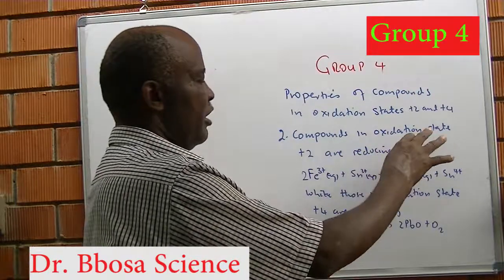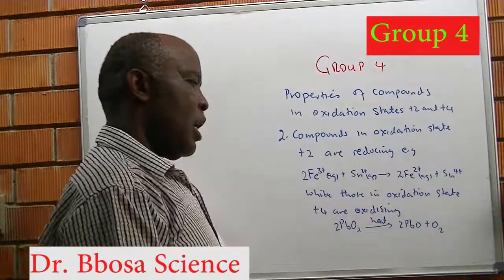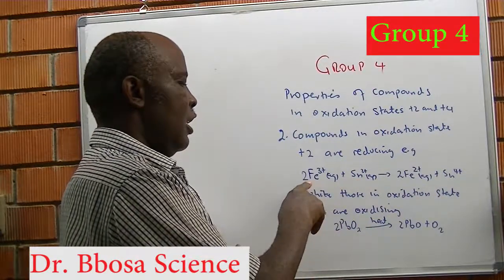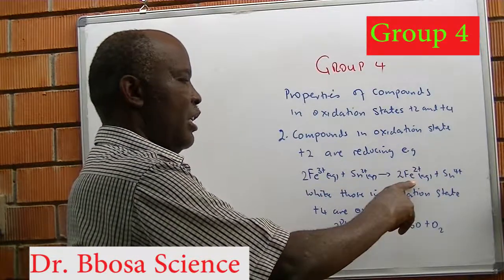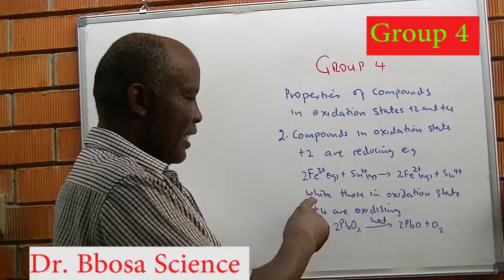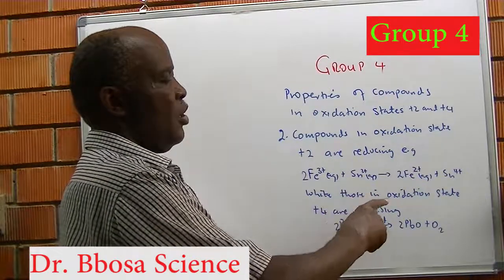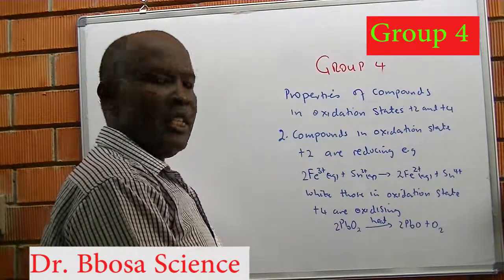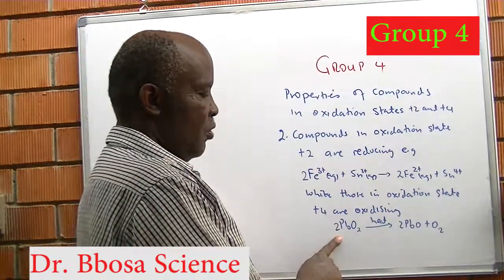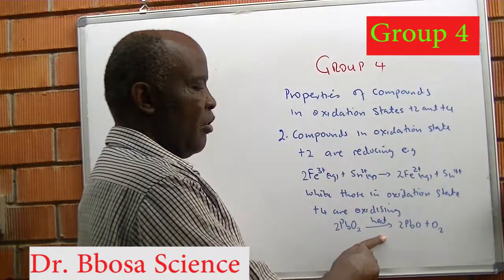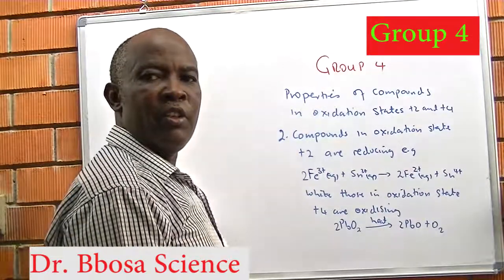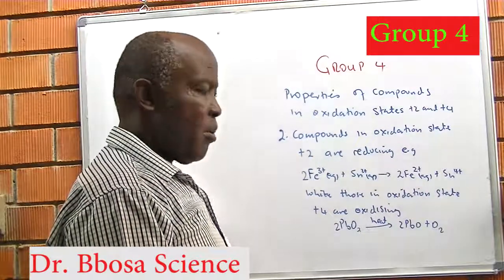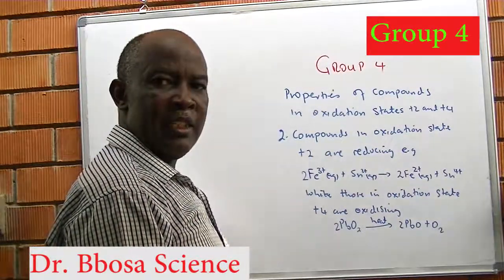Second, compounds in oxidation state +2 are reducing. For instance, tin reduces iron(III) to iron(II), while those in oxidation state +4 are oxidizing. Lead(IV) oxide on heating will release oxygen. If oxygen is added to another compound, that compound is oxidized.